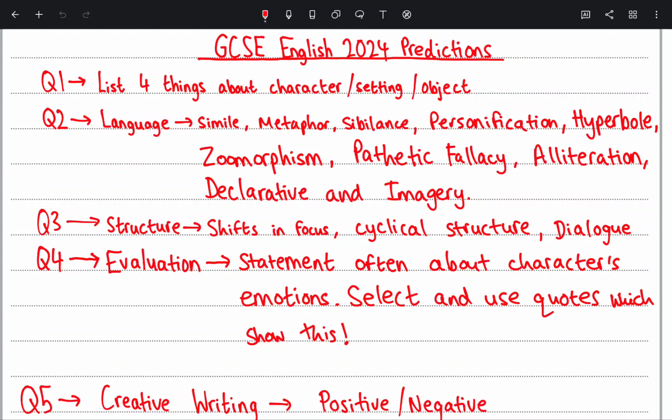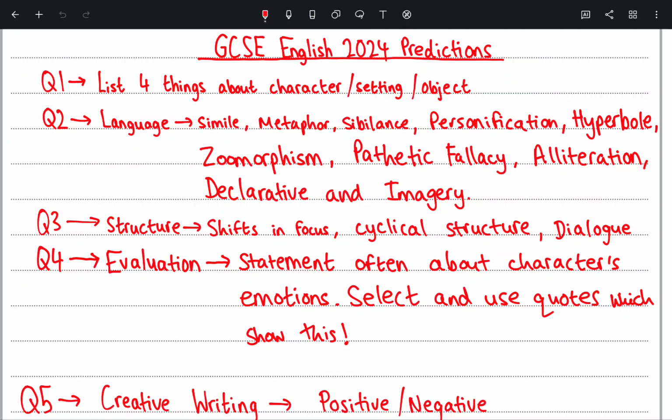Question number 3 is all about structure. Now, a lot of times students ask me, what is structure? Is it the same as language? The answer is it's completely different, but it does fall under the same umbrella of assessment objective 2. So when the exam board is marking your answer, language and structure do fall under the same assessment objective.